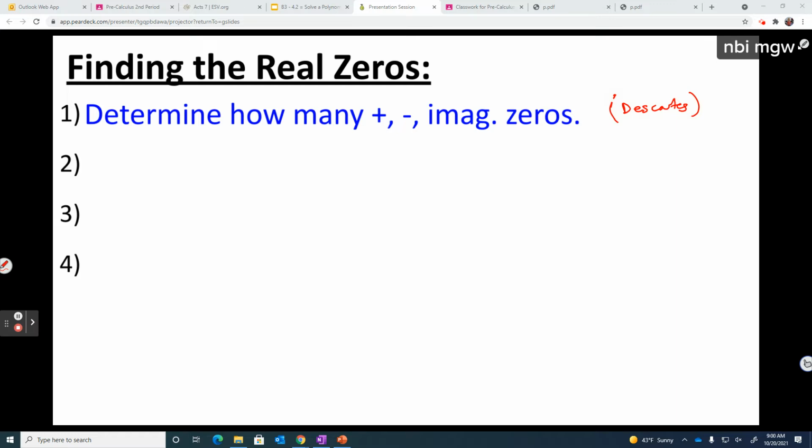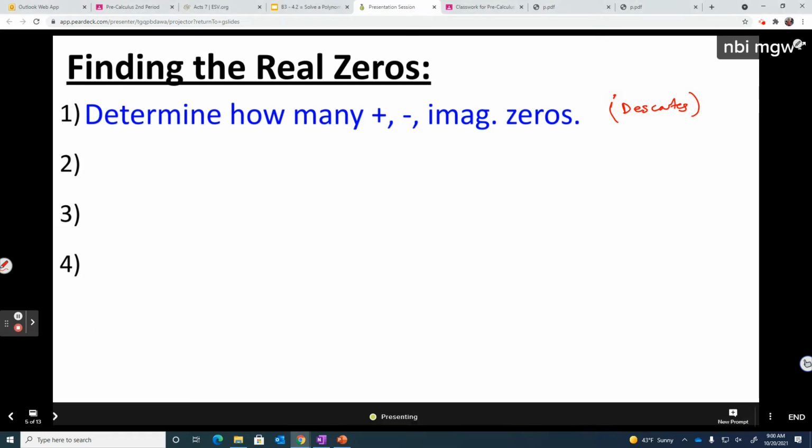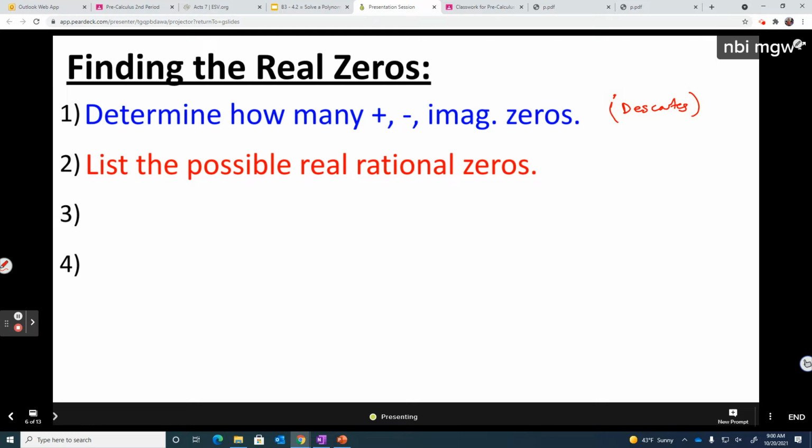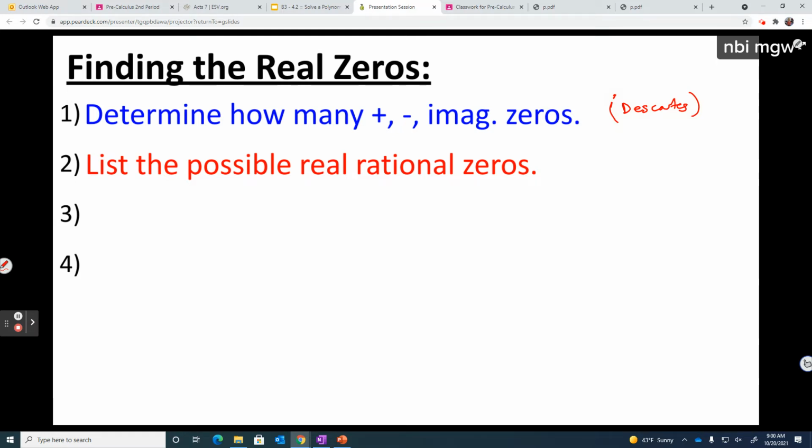After we do that, then we'll do the other thing we just talked about, what we did yesterday. We're going to list out the possible real rational zeros. Real rational zeros. That's the rational zero theorem we just learned.